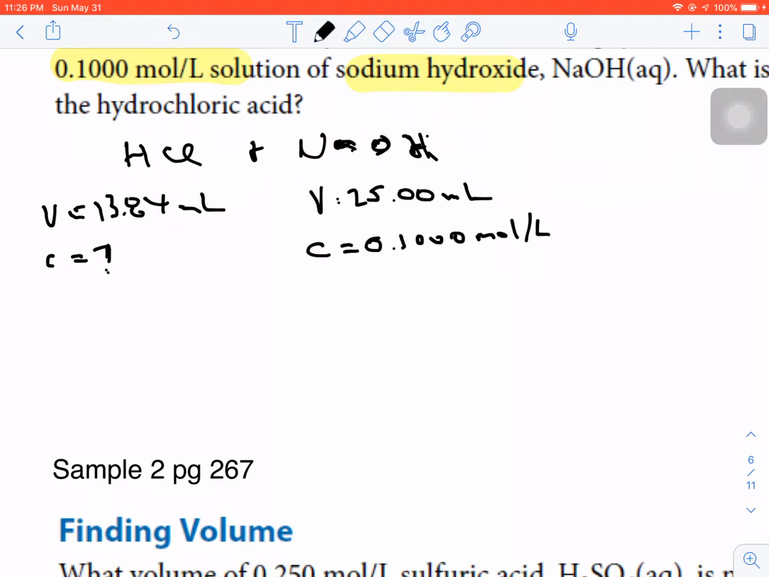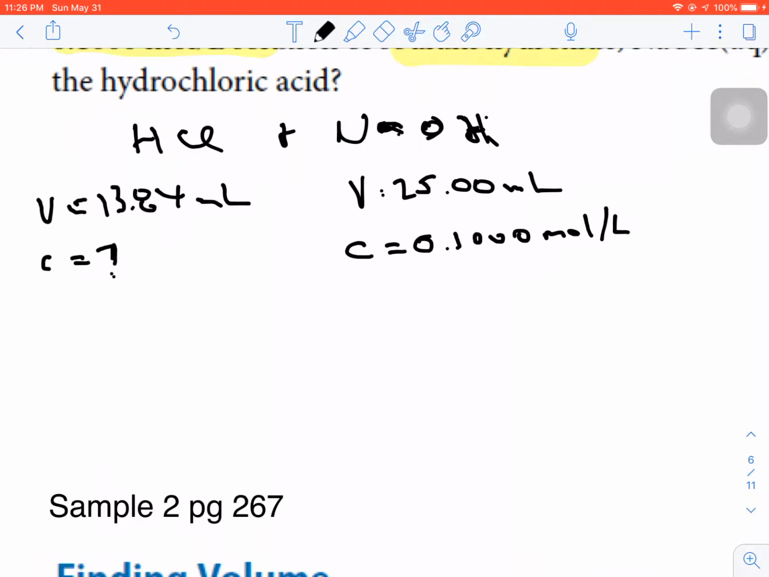Now, I can't really calculate anything about hydrochloric acid, but I can see that for sodium hydroxide, I can calculate how many moles of sodium hydroxide I have using CV. Now, my problem here is that my volume is in milliliters and my concentration is in moles per liter. So I'm going to have to calculate how many liters of sodium hydroxide I have. So I'm going to multiply this times, I know that 1 liter is 1,000 milliliters.